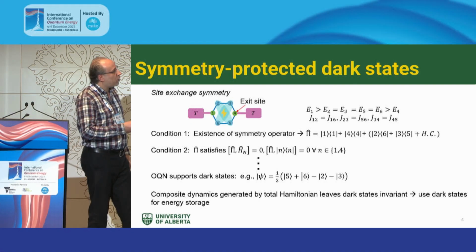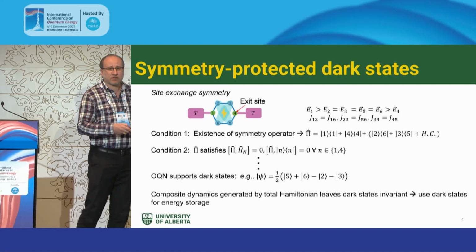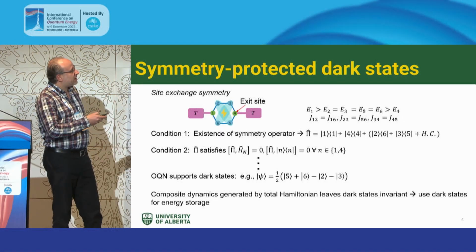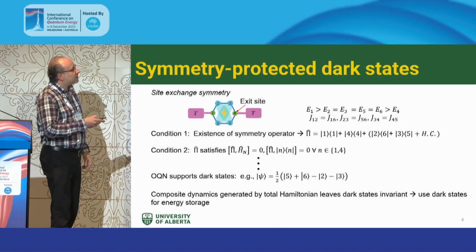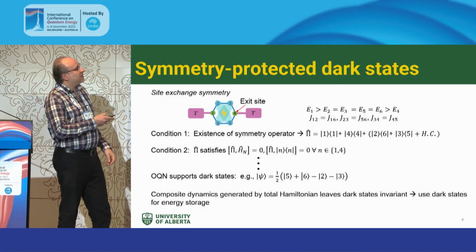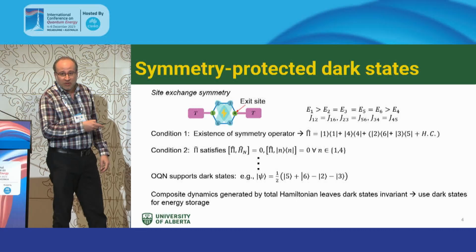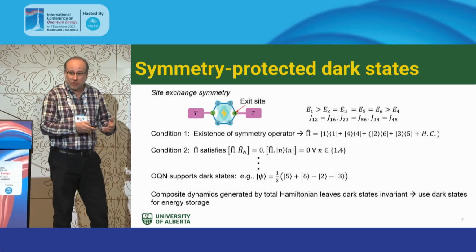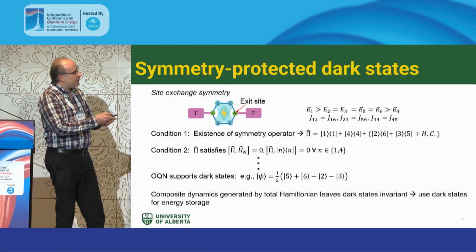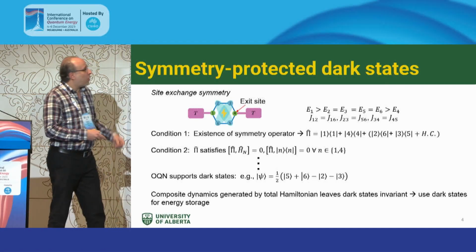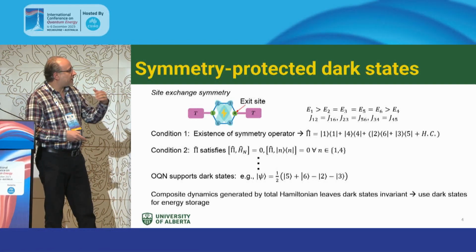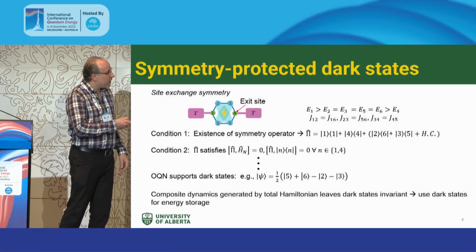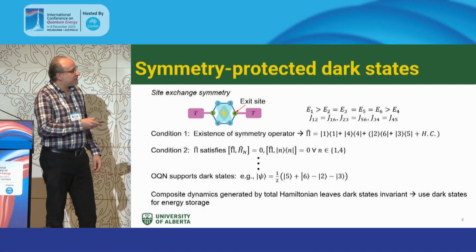So |1><1| plus |4><4| plus |2><6| plus |3><5| plus the Hermitian conjugate. In addition, if this symmetry operator satisfies these commutation relations, so namely that the symmetry operator commutes with the network Hamiltonian, and in addition, the symmetry operator commutes with the coupling Hamiltonian. So if you recall, the coupling Hamiltonian had this NN projector in it. So one can show, I'm not going to go through all the details due to lack of time, that this open quantum network supports dark states, one of which is shown here. So 1/2 (|5> + |6> - |2> - |3>).